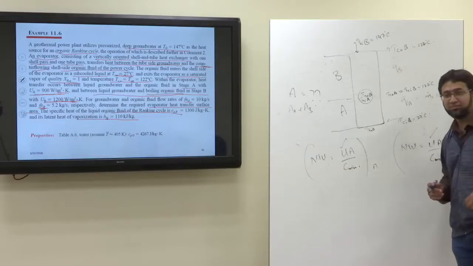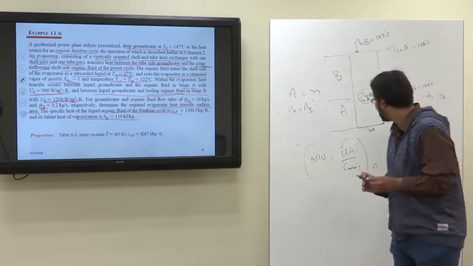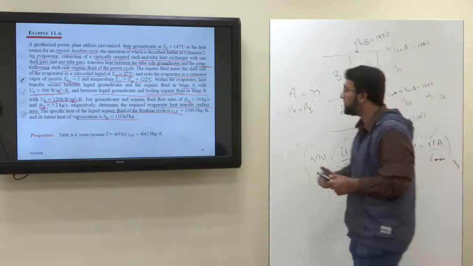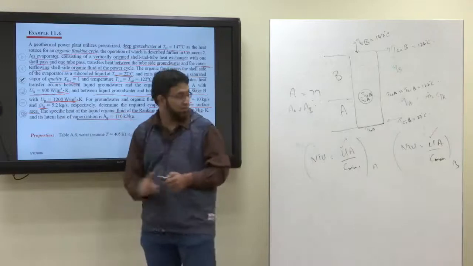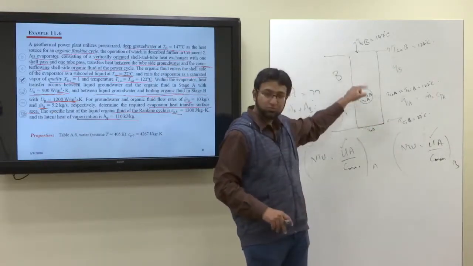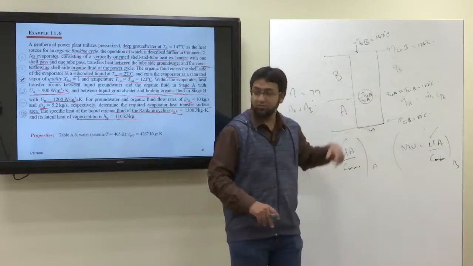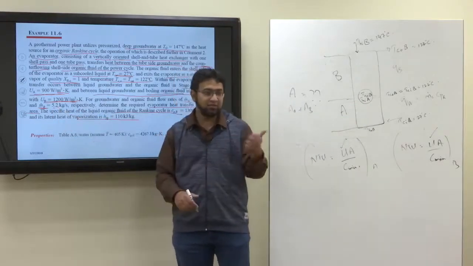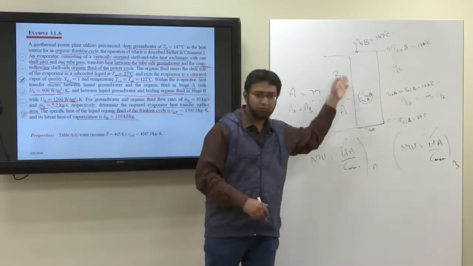Okay, now let's come back to the problem. So, how will we find QA? QA will be the mass flow rate of the cold fluid times Cp times delta T. Do we know the mass flow rate of the cold fluid? Mass flow rate of R will be the same. So, mass flow rate of the organic Rankine fluid will be the same throughout. So, we know what the mass flow rate of R is. Is it clear? R is the organic Rankine fluid, which is the cold fluid here.